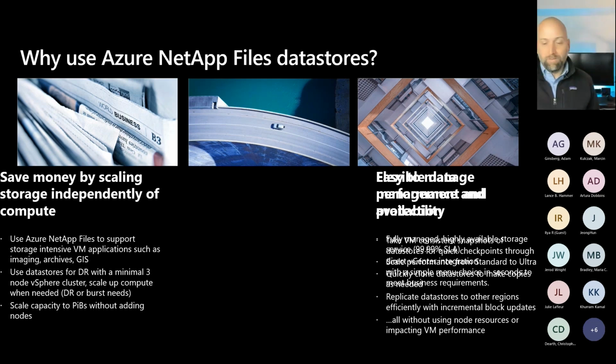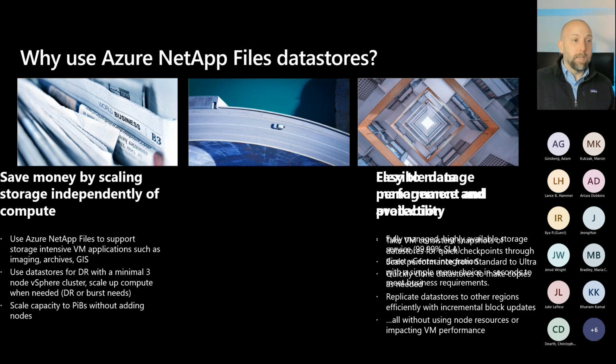In addition to storage-heavy workloads, another great use case for ANF data stores is for DR environments. If you're using AVS as a disaster recovery site for an on-prem VMware site, we can deploy that minimal AVS cluster size of 3, but still provide enough storage capacity for the entire workload, and then add new hosts should a disaster recovery event occur. So we can lower that DR cost.